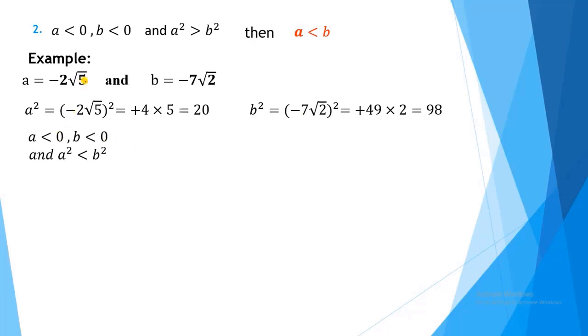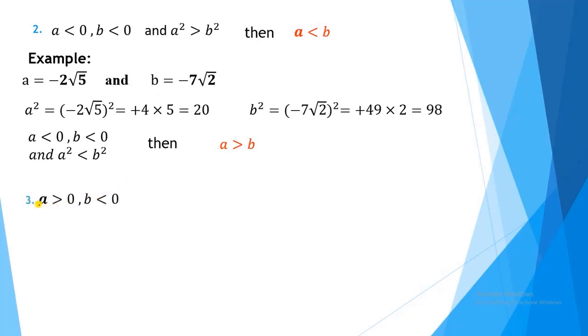So A is a negative number, B is negative, and A squared is 20 and B squared is 98. Then A squared is less than B squared. The result will be opposite to this sign. Then A will be greater than B, because we have negative numbers.